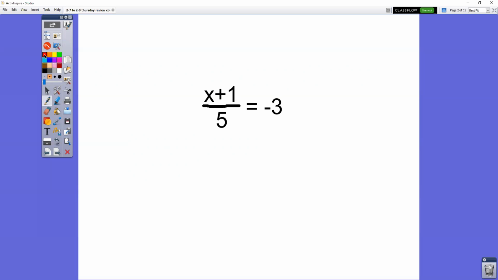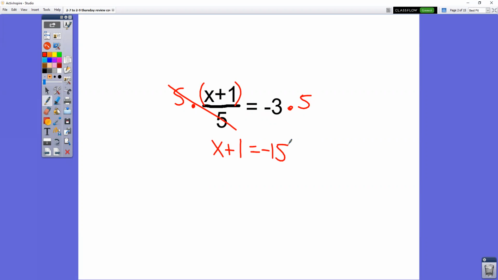So you'll definitely have a question like this on your quiz tomorrow. Remember that anytime there's an operation in the numerator, there's really an invisible set of parentheses around that x plus 1. So you want to get rid of the divided by 5 first. We get rid of the divided by 5 by doing times 5 and times 5. Bring down your x plus 1, bring down your equal sign.